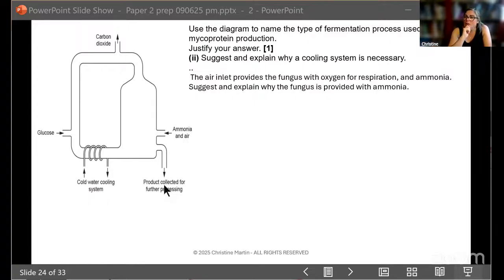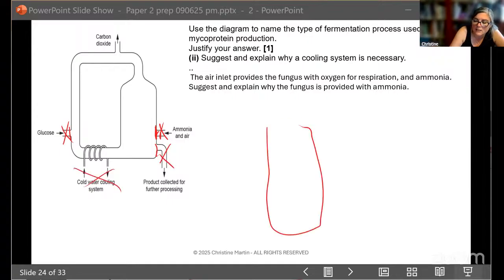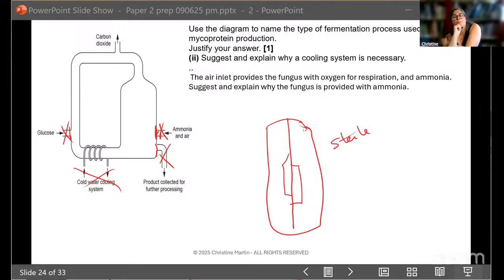Percentage efficiency of energy efficiency. What would be different about the diagram if it was a batch one? If it were batch, you would have fixed volume. So you wouldn't have this part, you wouldn't have this part, and you wouldn't have that part. And you wouldn't actually need that either. So you would literally just have a bioreactor, and it would still have your paddle in between, and it would still be sterile, but it wouldn't have an inlet because you're using a fixed volume.